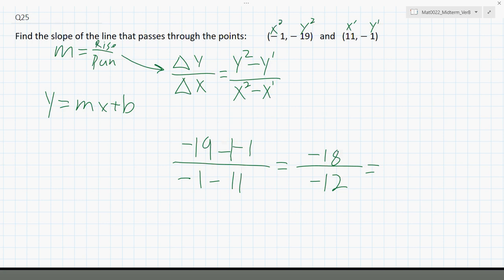So we have two negative numbers. We can make them positive, so it'll be 18 over 12. And then we can simplify this down by dividing both of them by 6, which would be 3 over 2. And that would be our slope, or m value.